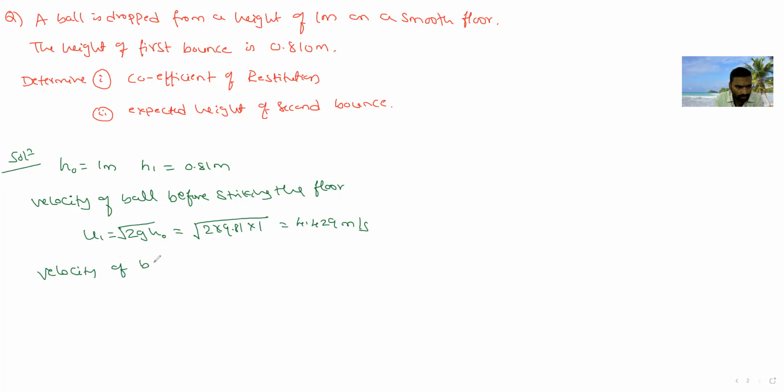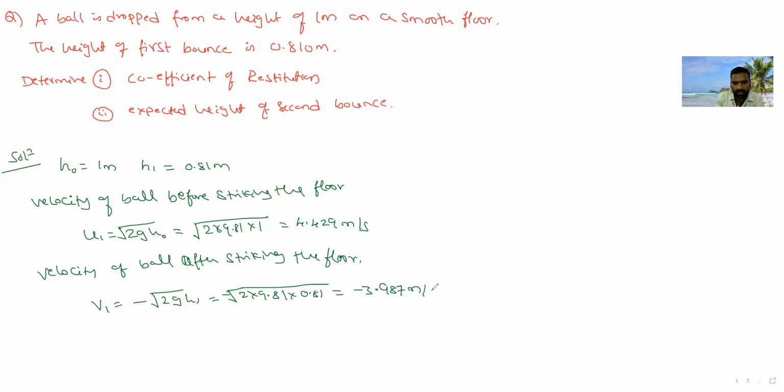Then the velocity of the ball after striking the floor. Now can you tell me what is the velocity? V1 is equal to minus under root of 2gh1. See, after striking, it is coming back. That's why I have taken minus. So that is nothing but minus under root of 2 into 9.81 into 0.81.